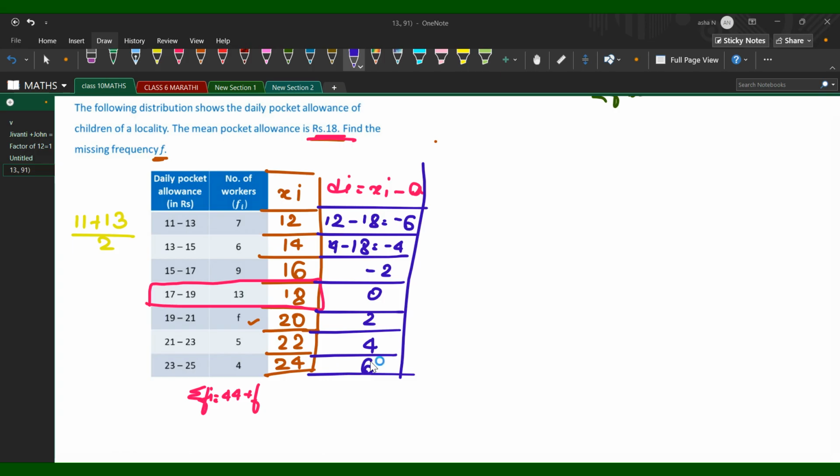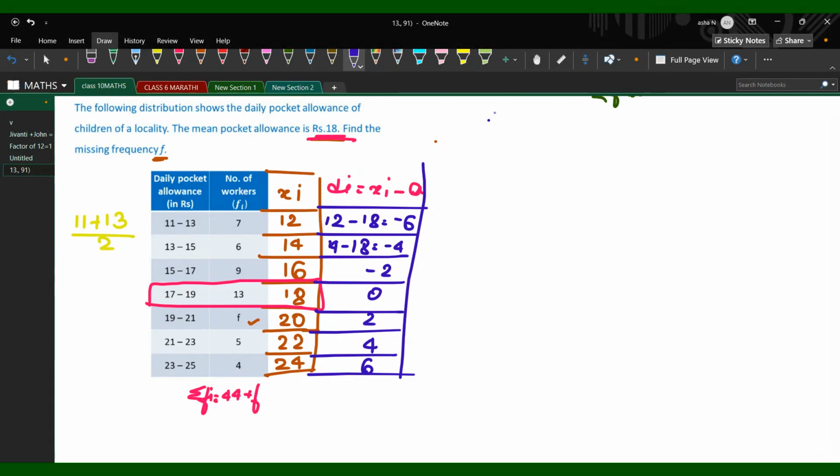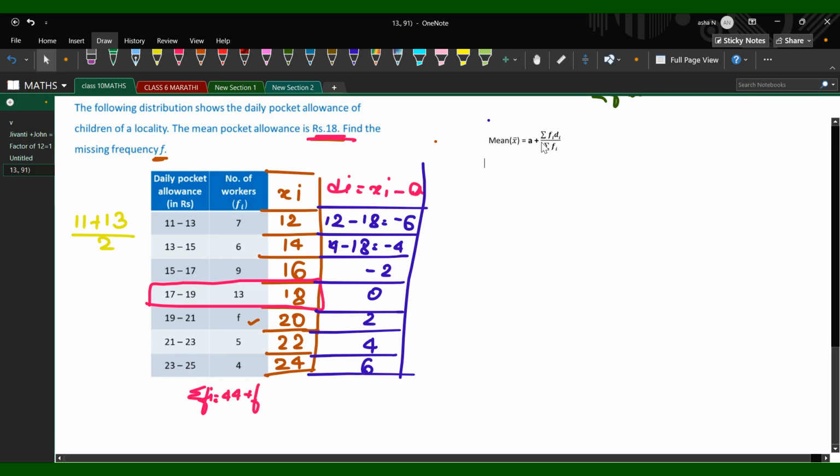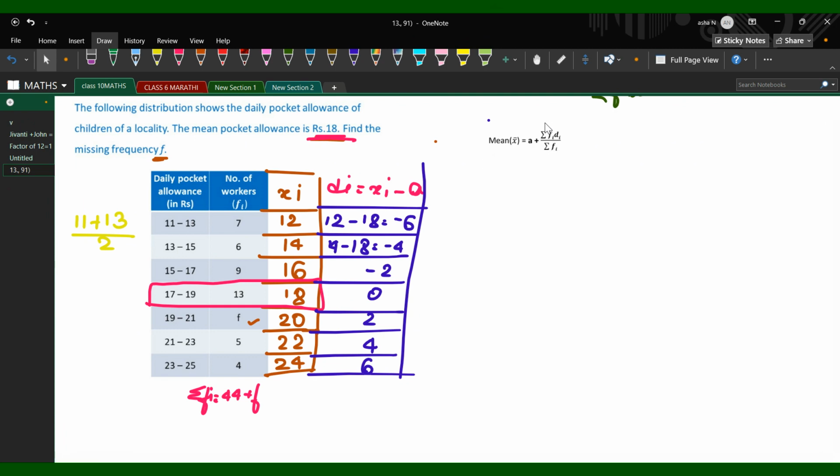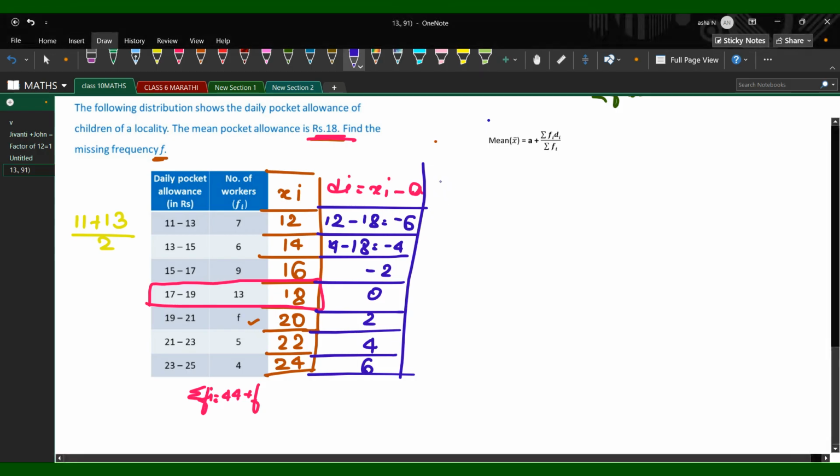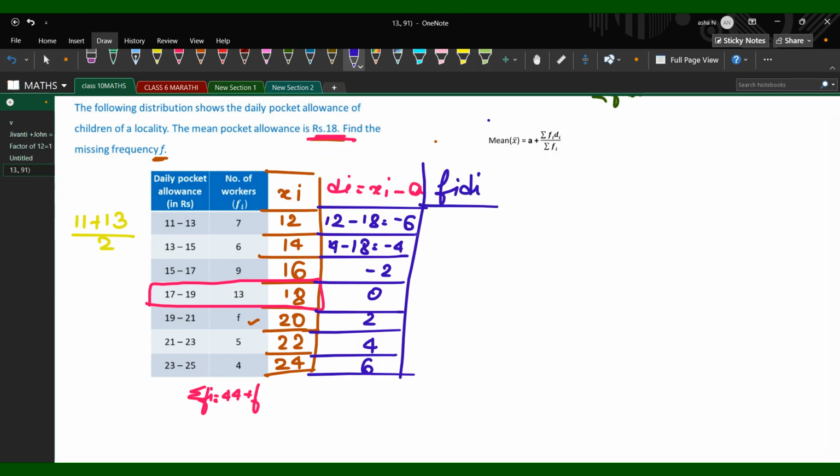Now, the next question is why we are using this method here, because we are going to use the formula, the mean by deviation method: a plus sum of fi di upon sum of fi. This is clear. So we saw three till now. One was the simple one, the second was the assumed mean method, and this one is the deviation method. Mean basically means average only. Now, the next is fi di. We have to find it out. di we found out right now.